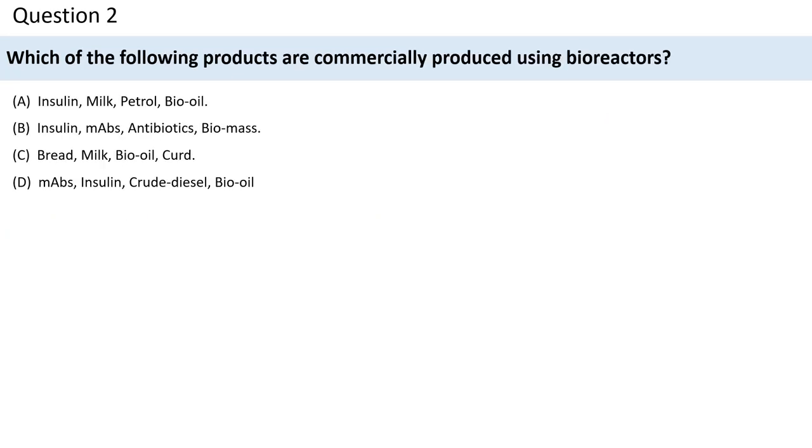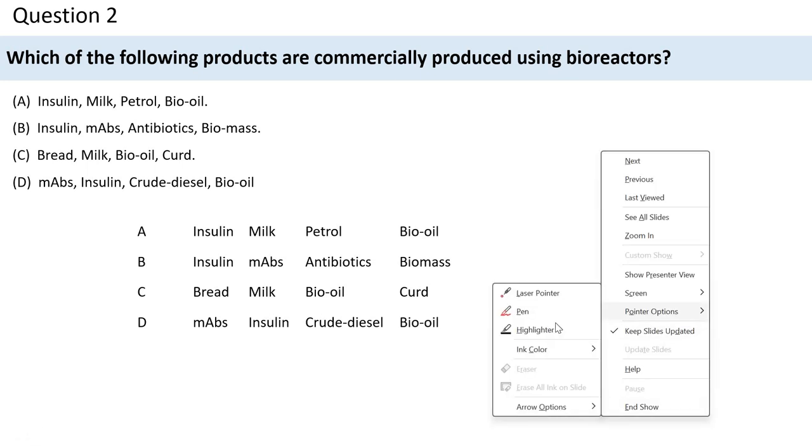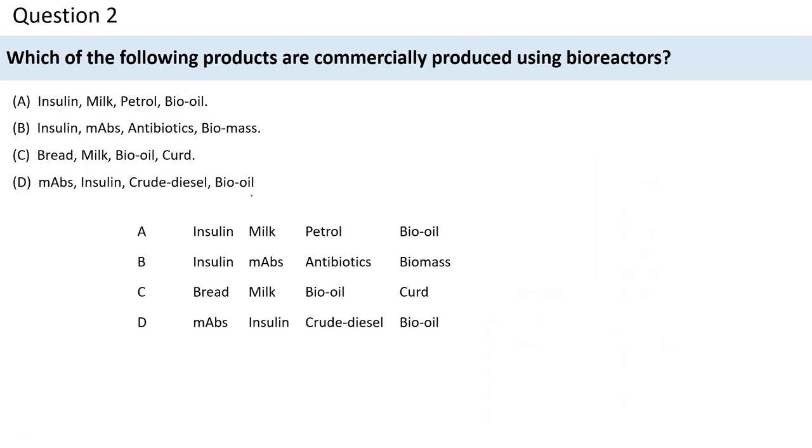Moving on to the second question: which of the following products are commercially produced using bioreactors? We'll check each and every option. Insulin, yes, there is a biotechnological way of producing insulin using bacteria. So we can say it is produced using bioreactors.